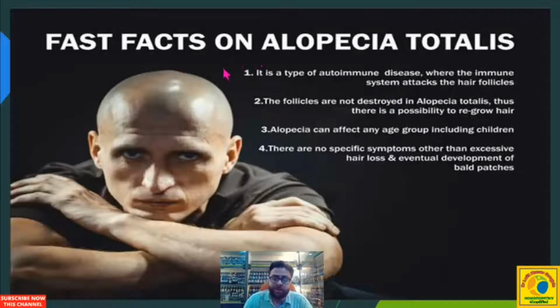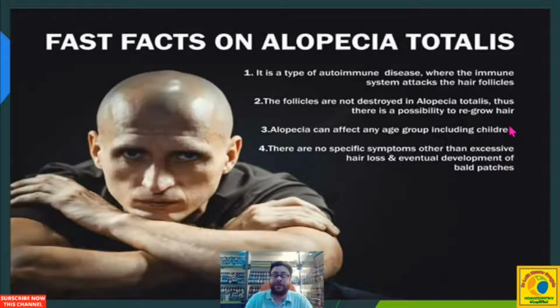There is the prevalence of the thought among these patients that they are incurable. So first of all, it is a type of autoimmune disease where the immune system attacks the hair follicle. This is the first fact regarding the alopecia disease, especially alopecia areata. The follicles are not destroyed in the alopecia totalis, thus there is the possibility of the regrowth of hair. That means the follicles are not completely destroyed due to the disease, so there is the possibility that the hair can regrow. Alopecia can affect any age group including the children.